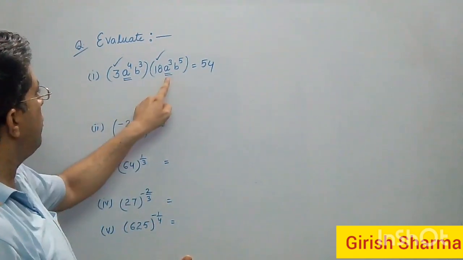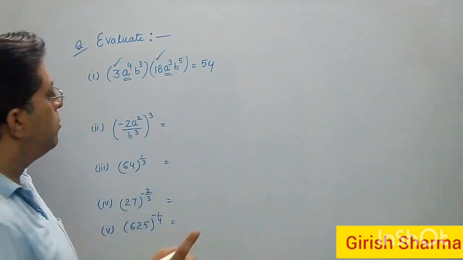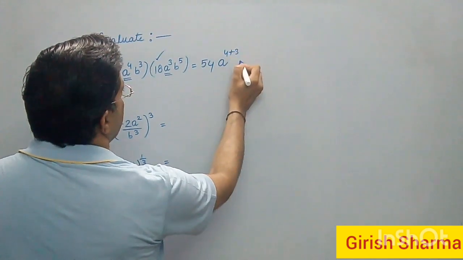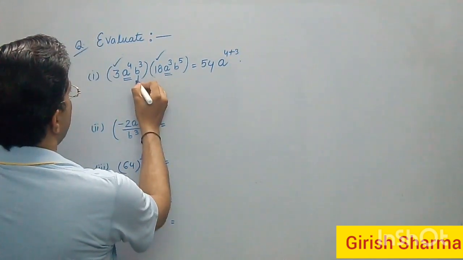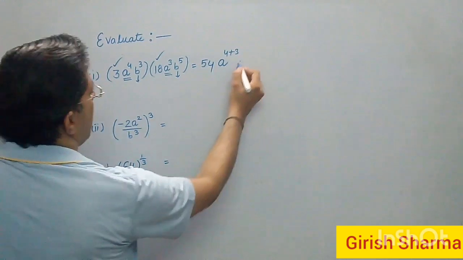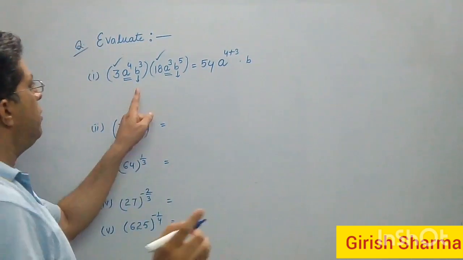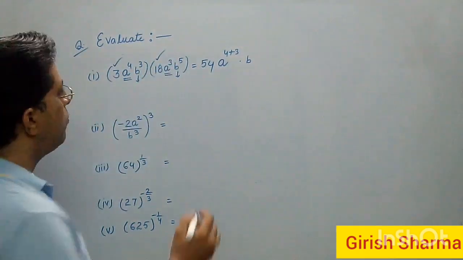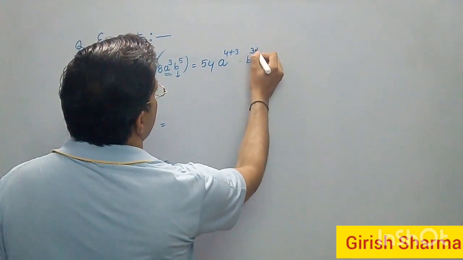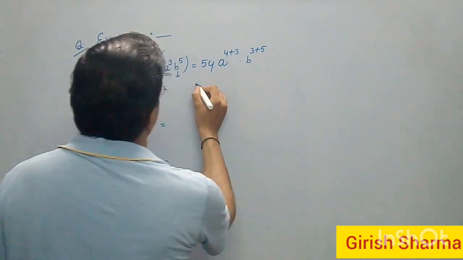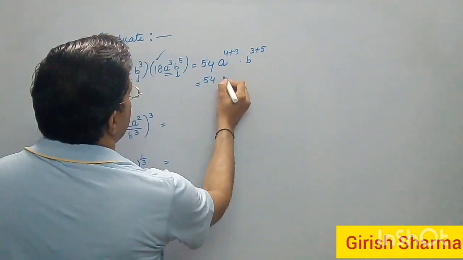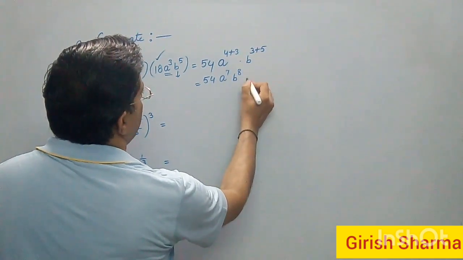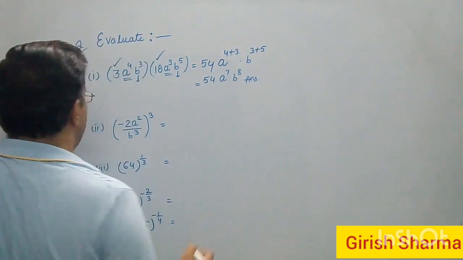a^4 into a^3, so you can write a^(4+3). And here, b^3 into b^5, you can write b^(3+5). Then what will this be? a^7 b^8, this is your answer.